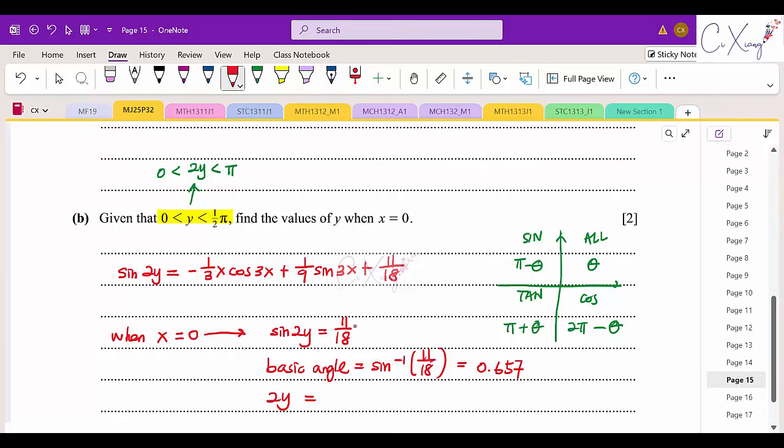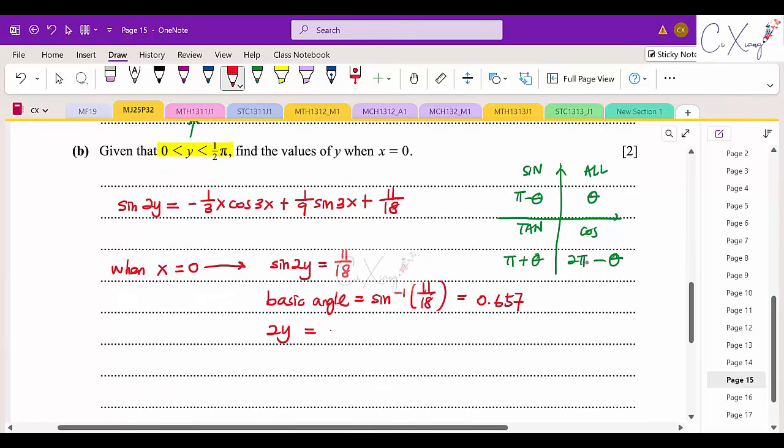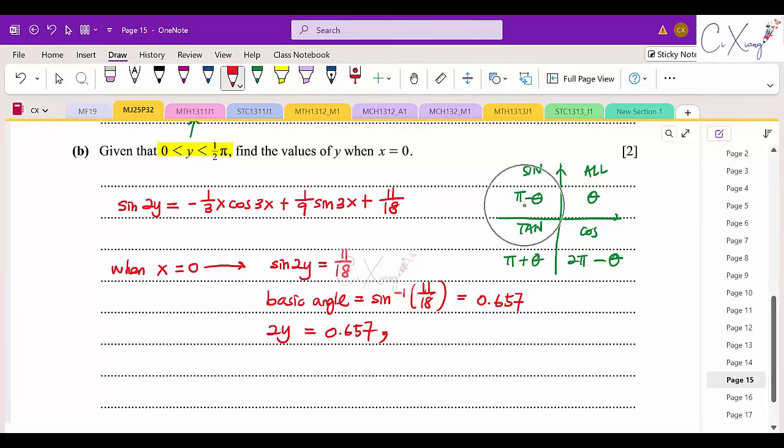Looking for sine positive. In the first quadrant, is sine positive? Yes. So I want the answer from this part, which is the basic angle, 0.657. Then again, in the second quadrant, is sine positive? Yes, also, right? That means I also want to accept the answer from this part. It will be pi minus the 0.657.